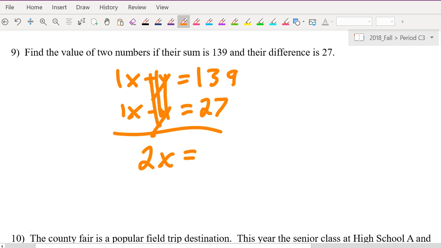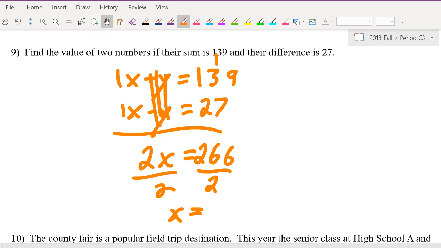2x, right? Because we're adding 1 plus 1. Yes. Don't forget that. So we get 266 divided by 2. I got one. Oh, you're right. Wait, no. That's because you're right and I'm wrong. I want to make sure you guys are paying attention. So that's 83. Okay? X equals 83.